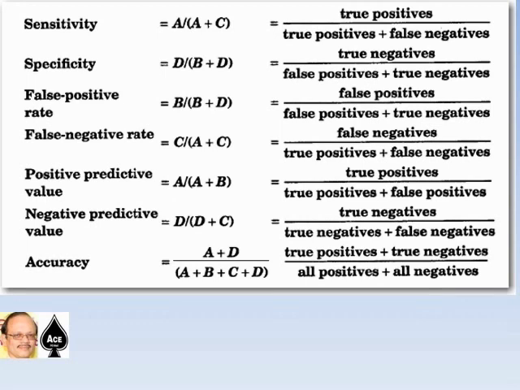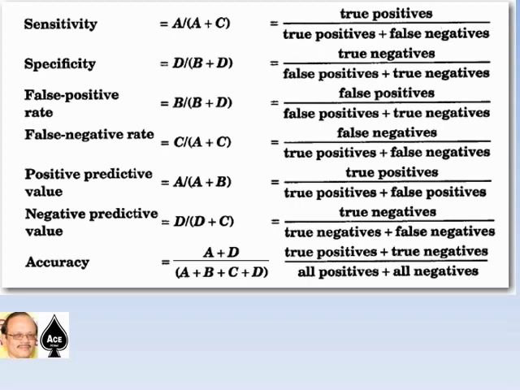The equations are once again recalled here. Sensitivity is A by A plus C, that is true positive by true positive plus false negative. Specificity is D by B plus D. It is true negative divided by false positive and true negative together. False positive rate is B by B plus D, that is false positive by false positive plus true negative. False negative rate is C by A plus C, that is false negative by true positive plus false negative.